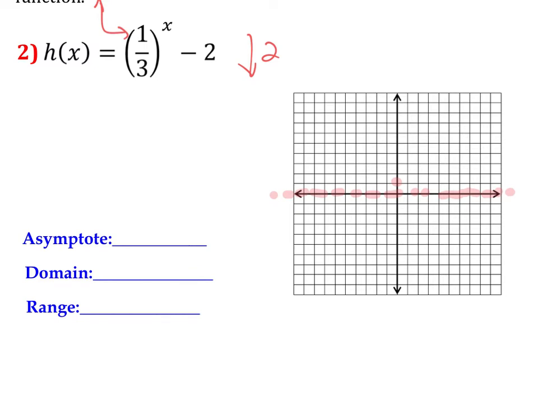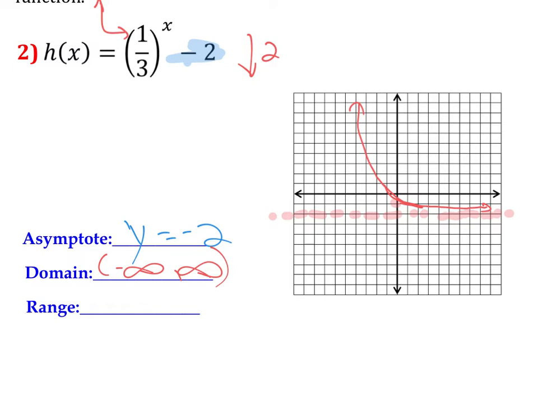Now, according to our transformations here, I need to shift that down 2 units. So 1, 2. I haven't shifted it left or right at all. My new asymptote is going to be negative 2. So y equals negative 2. My domain, that should be easy. Always negative infinity to positive infinity. And if I graph this general shape to align with this setup, I'll get something that looks roughly like that. Try your best to go through that point.